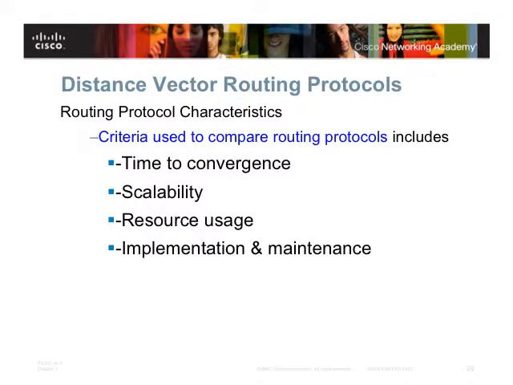What are the criteria based on which we say that this distance vector routing protocol is good, or this one is bad? Actually, this applies not only to distance vector routing protocols, but to all routing protocols, even link state. So how can we say that RIP is better than IGRP, or maybe EIGRP is better than RIP, or OSPF is better than EIGRP? We have to compare the time to convergence.